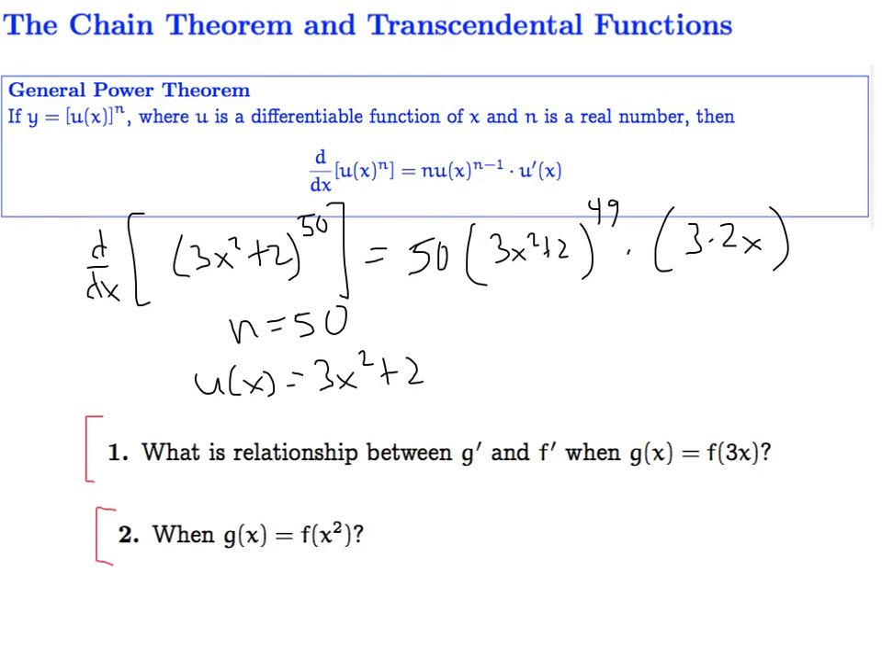So here are 2 questions you should think about, and it's part of your assignment to bring to class. You want to think, what is the relationship between g prime and f prime if g of x is equal to f of 3x? This means g prime of x equals what? Similarly, g prime of x here is equal to what? How would you go about trying to figure these things out? So we'll talk more about these in class.